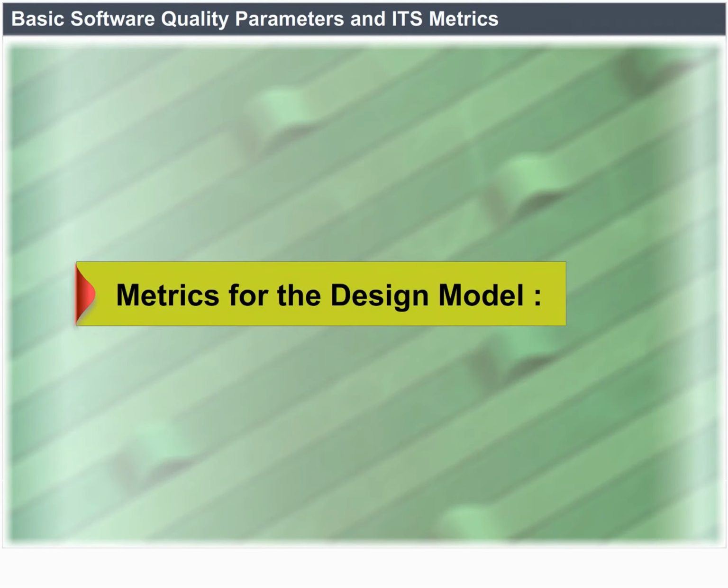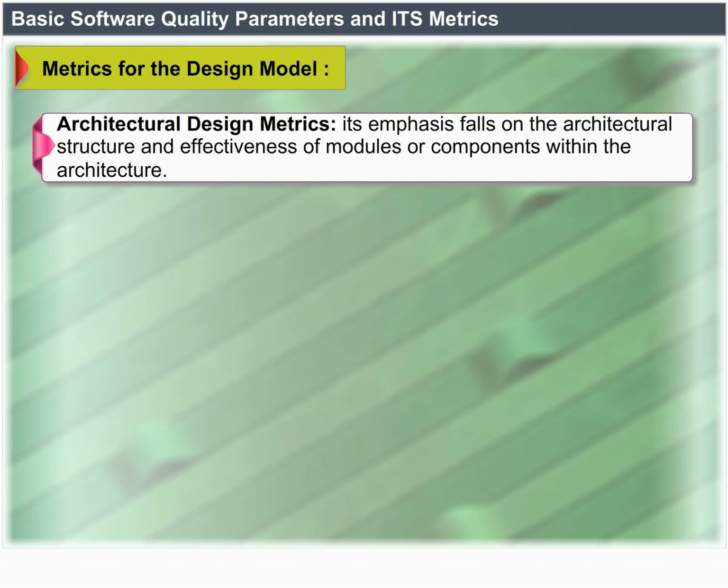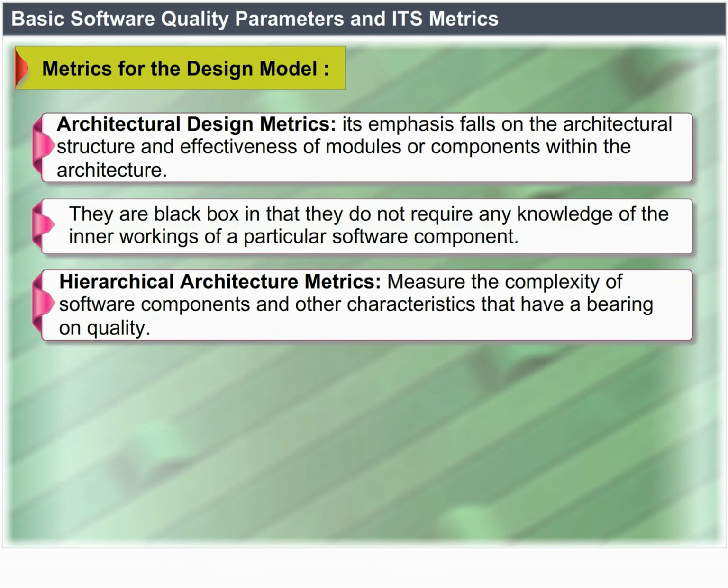Metrics for the design model. Architectural design metrics: the emphasis is on the architectural structure and effectiveness of modules or components within the architecture. They are black box in that they do not require any knowledge of the inner workings of a particular software component. Hierarchical architecture metrics measure the complexity of software components and other characteristics that bear on quality.